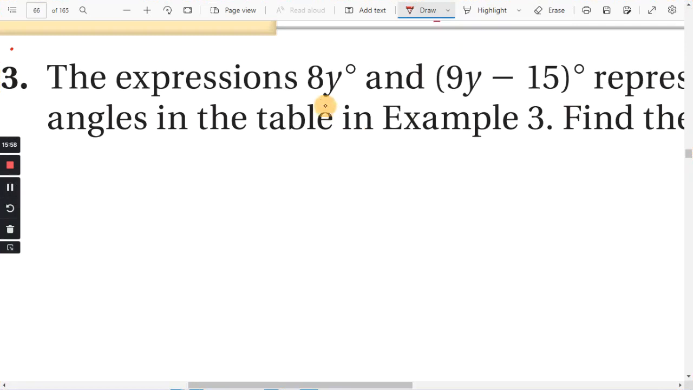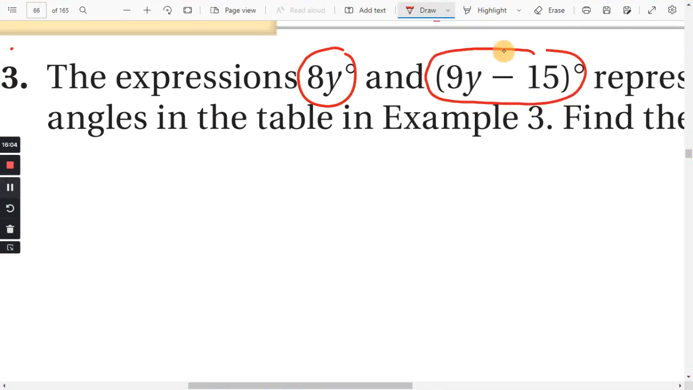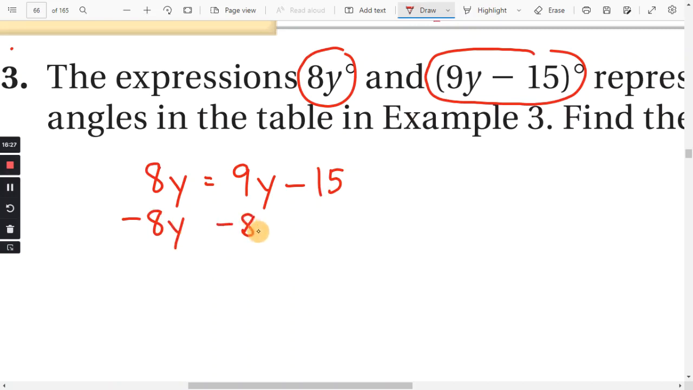All right, so if the angles are congruent, just set the angle measurements equal to each other. Solve for y and plug it back in, please. All right, we have 8y equals 9y minus 15. I like to keep the variable positive, so I am going to subtract the smaller one, which is 8y, from both sides. 8y minus 8y cancels. And since I have the y's over here, I want the 15 on the left. So I'm just going to do plus 15 on both sides.